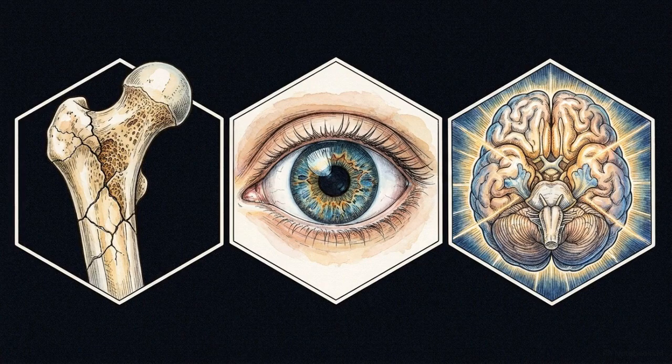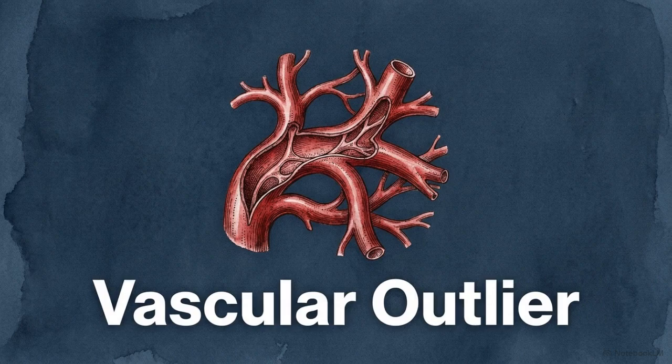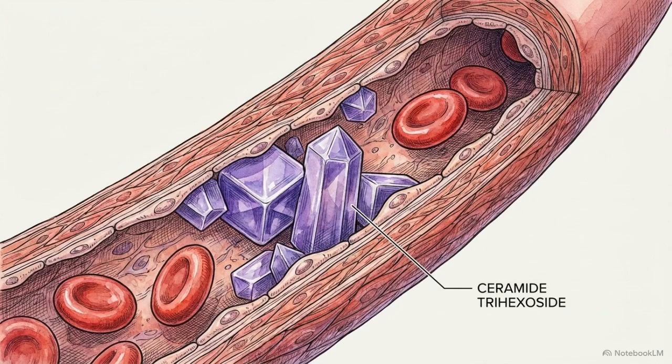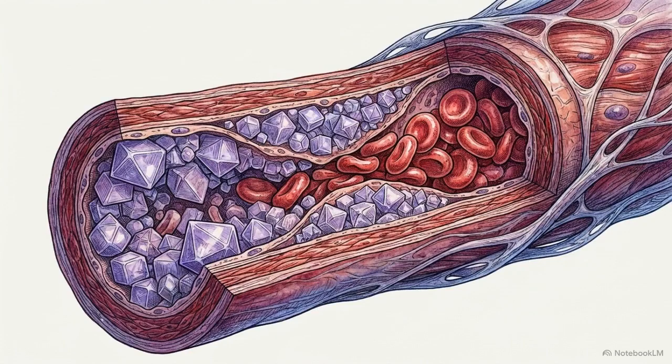biological home. There is one notable vascular outlier in the sphingolipidosis family, Fabry disease. It stems from an alpha-galactosidase A deficiency. You must remember Fabry by name for its genetics. It sits on the X chromosome, making it an X-linked recessive exception in this field. The target substrate, ceramide trihexoside, deposits heavily in the vascular endothelium. This progressive small vessel obstruction causes dark skin lesions called angiokeratomas and burning peripheral pain.